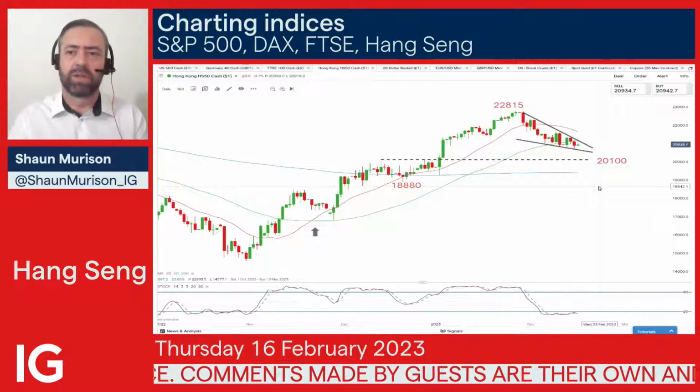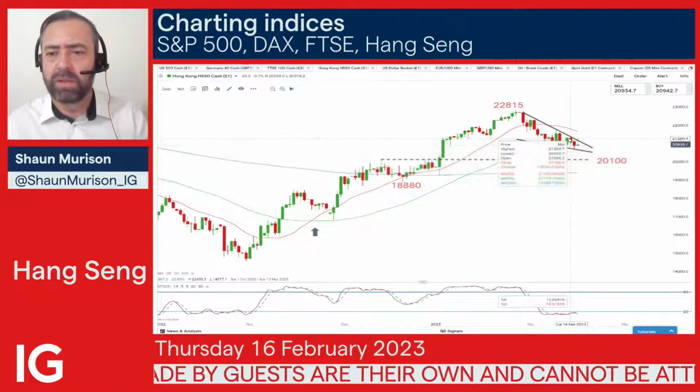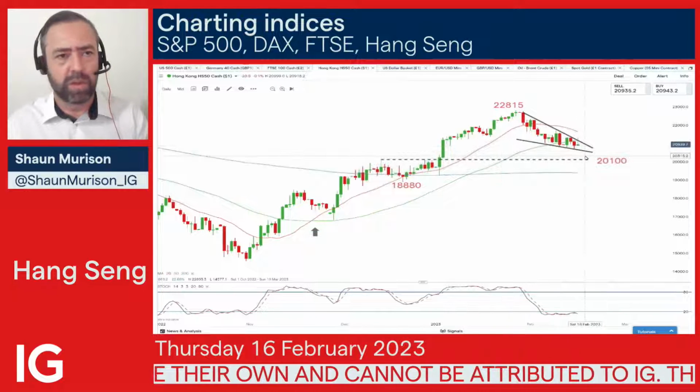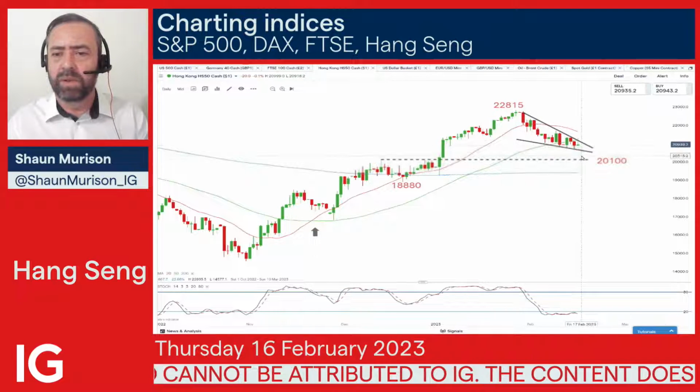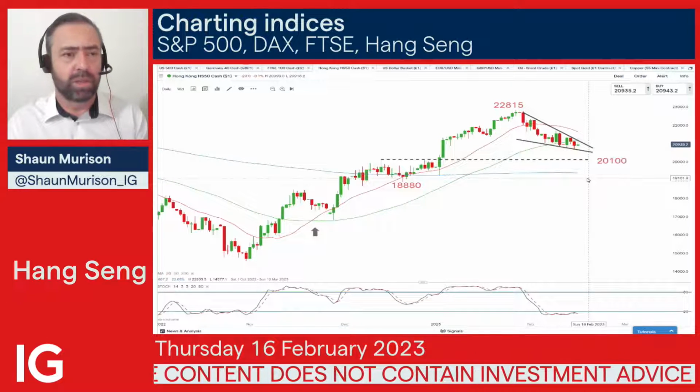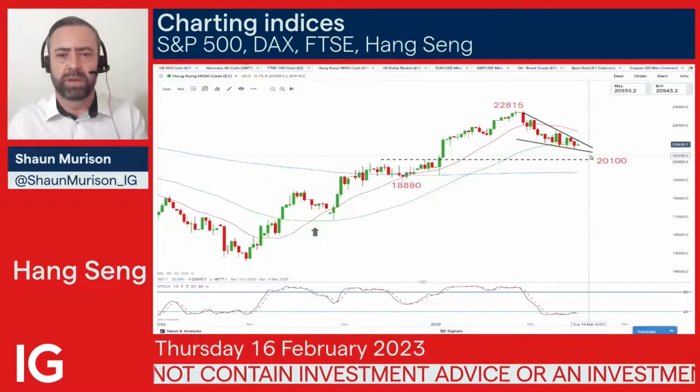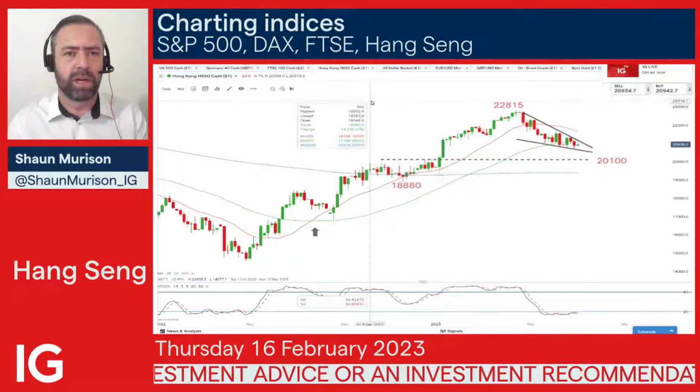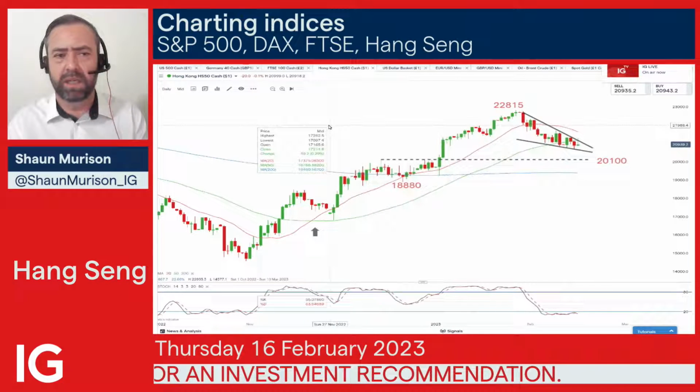We are still keeping a long bias to trades on the Hang Seng as well. And if we do start breaking below the lower, we're not looking at shorting it just yet. We'd hopefully look for some signs of a reversal close to this 20,100 mark for long entry as well. So keeping a long bias to trades on the indices that we've looked at.